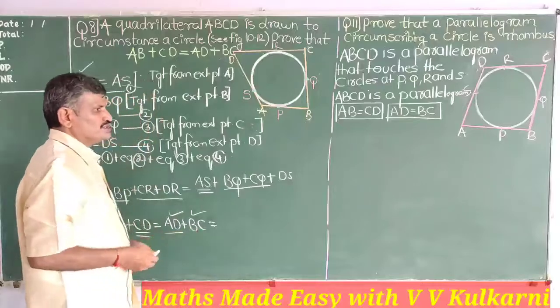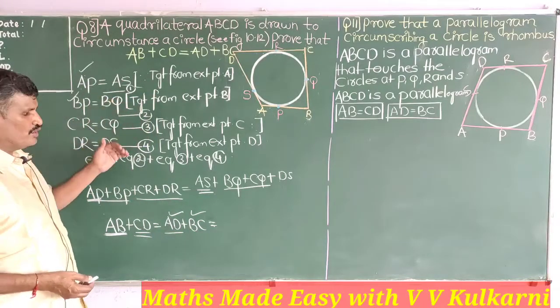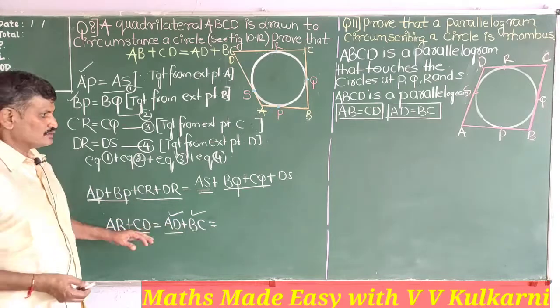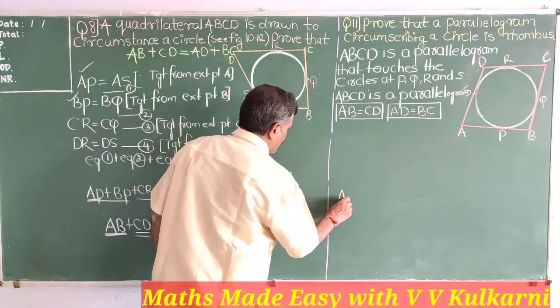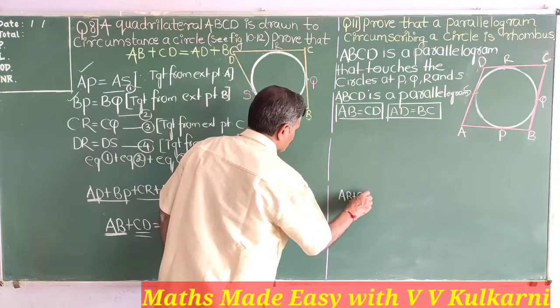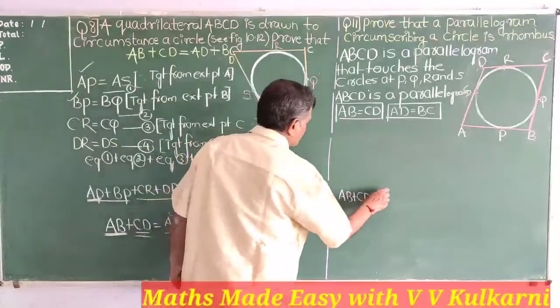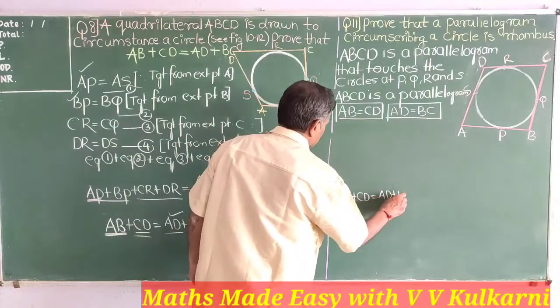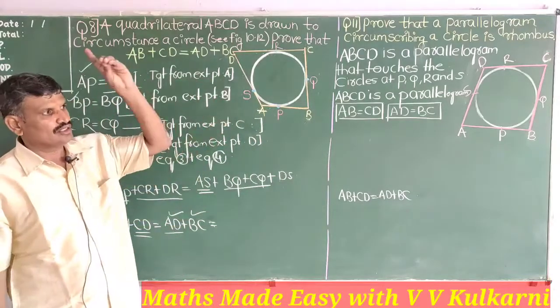AD is equal to BC. Now the same step you have to apply, and the same position we have to get. What is that you should get? You should get AB plus CD is equal to AD plus BC. This is compulsory. You have to get this, and after that we can prove that it's a rhombus.